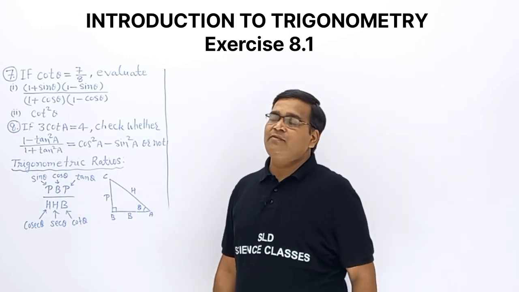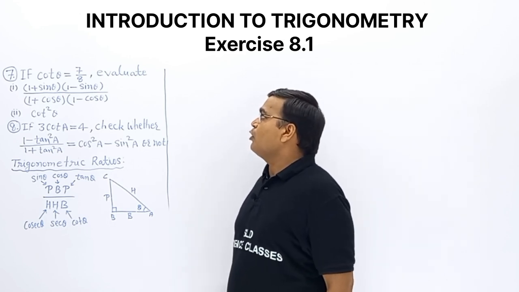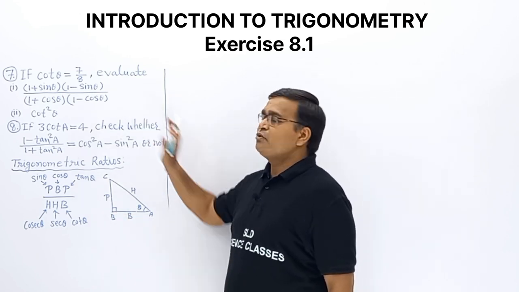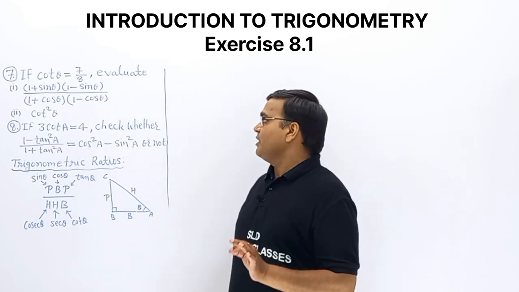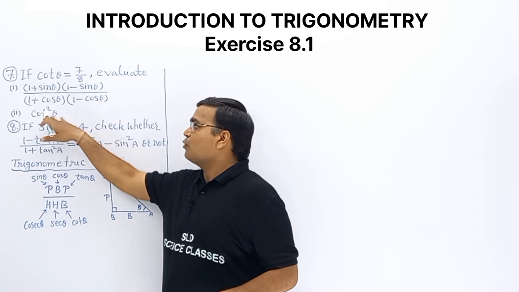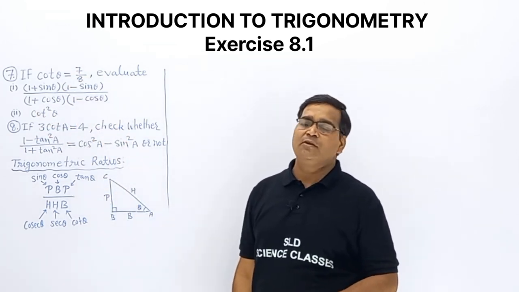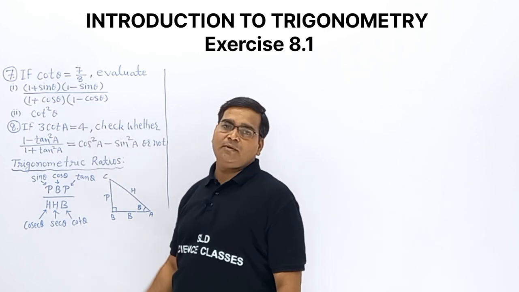So in question number 7, we have one ratio, cot theta equal to 7/8, 7 upon 8. We want to evaluate these expressions. In these expressions we have sin theta, cos theta, cot theta. Clear? Cot theta value is already given, so we can easily find that, no problem.